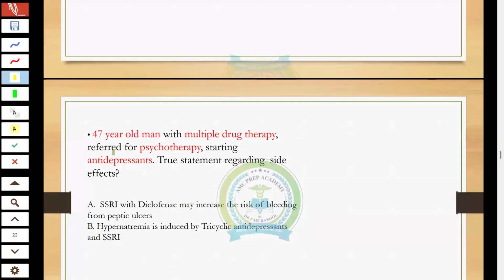Doctors, next question. A 47-year-old man with multiple drug resistance referred for psychotherapy, starting antidepressant. True statement regarding the side effect: Option A, SSRI with diclofenac may increase the risk of bleeding from peptic ulcer. Option B, hypernatremia is induced by the tricyclic antidepressant and SSRI. So, what do you think, doctors, about this side effect?